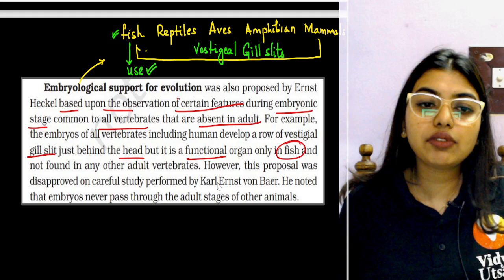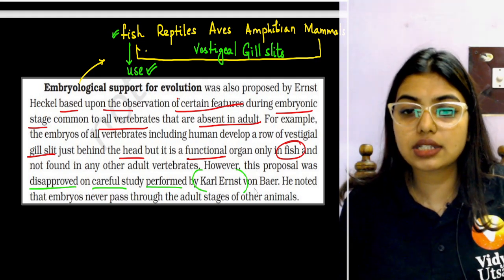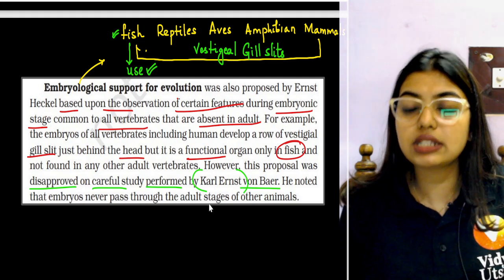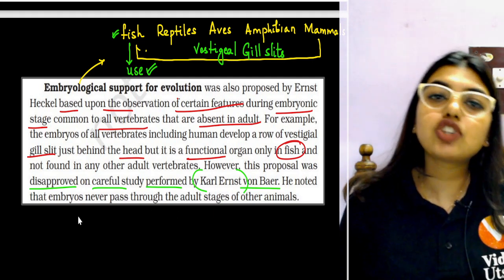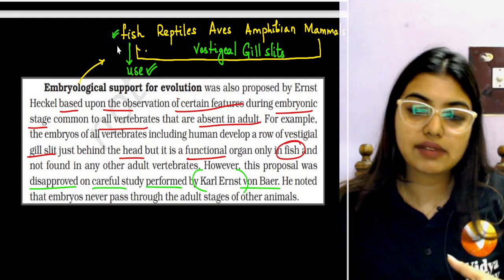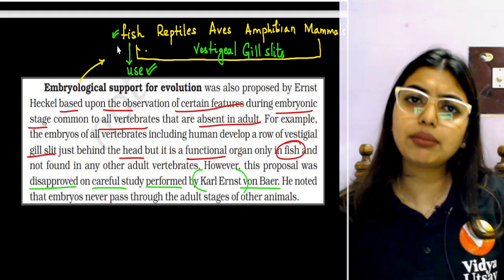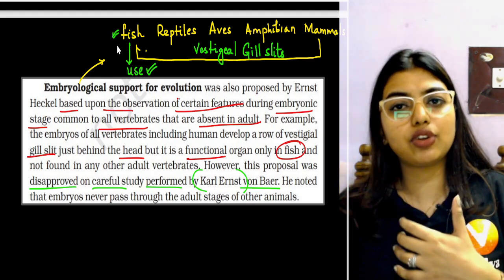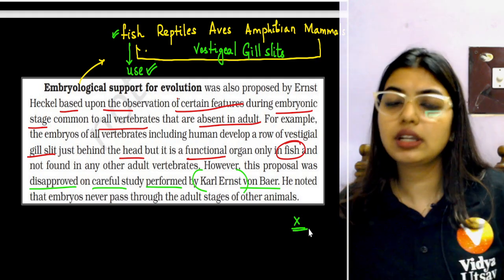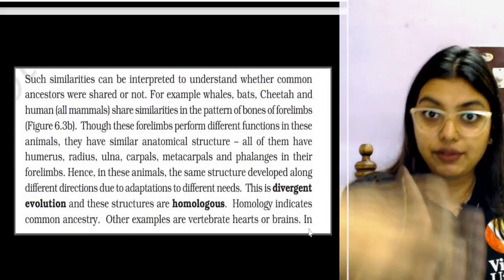However, this proposal was disapproved on careful study performed by Karl Ernst von Baer. He noted that embryos never pass through the adult stage of other animals. That means it's not necessary that fish has the same embryo, reptiles have the same embryo, aves have the same embryo. All of them have their own embryo. Some have gill slits, some do not have gill slits. So this was completely disapproved. Understood? Embryological evidence.